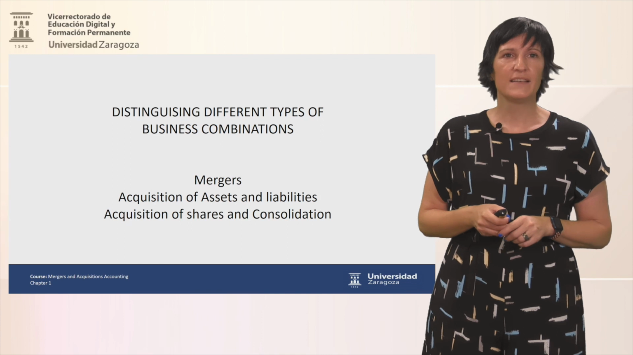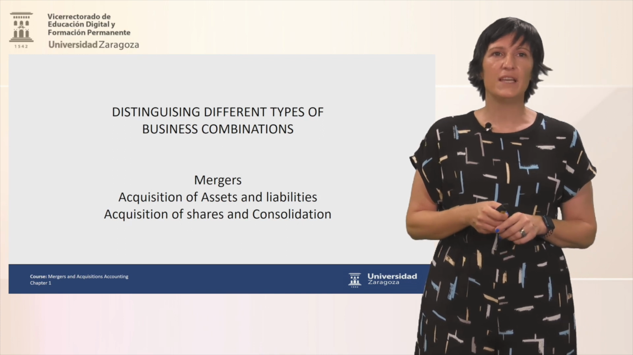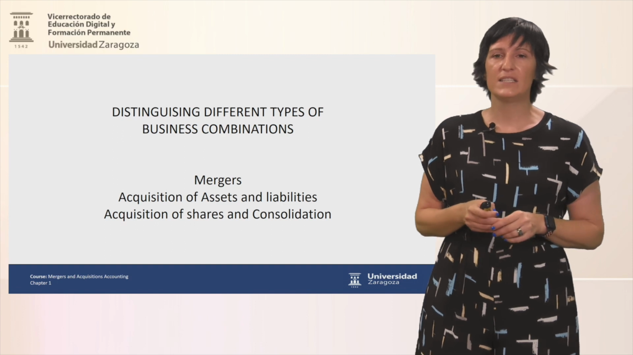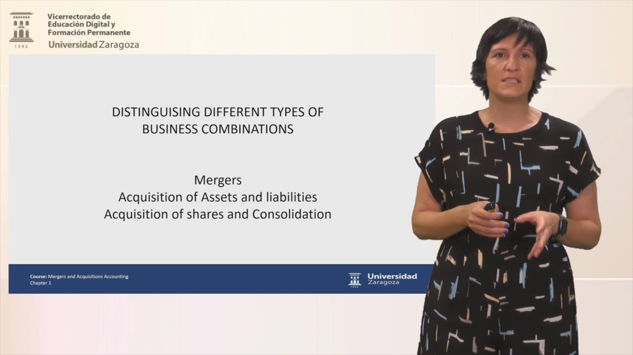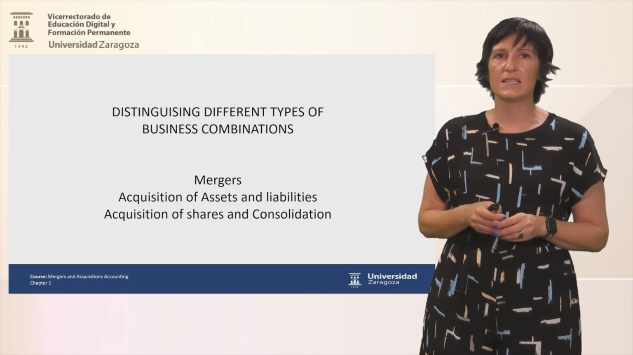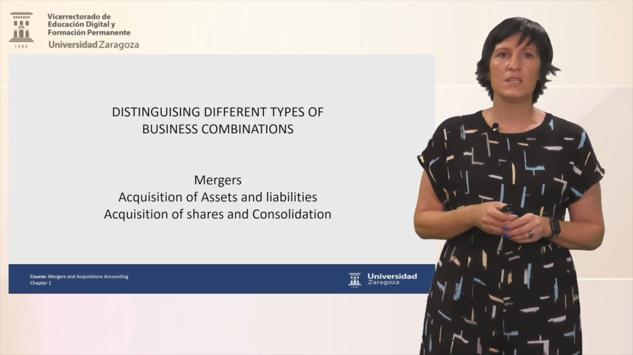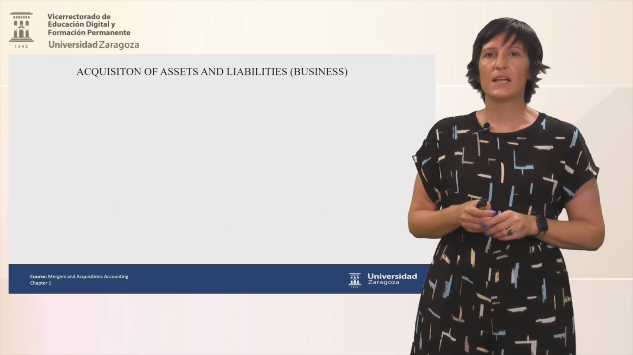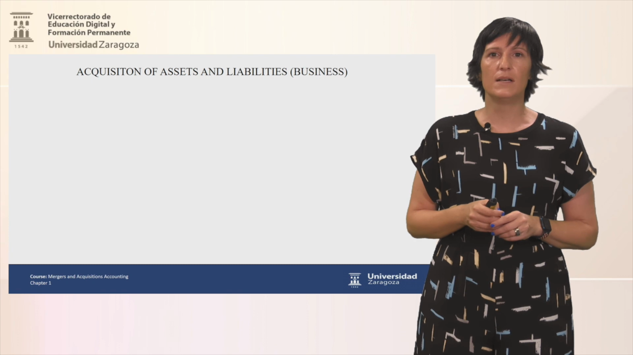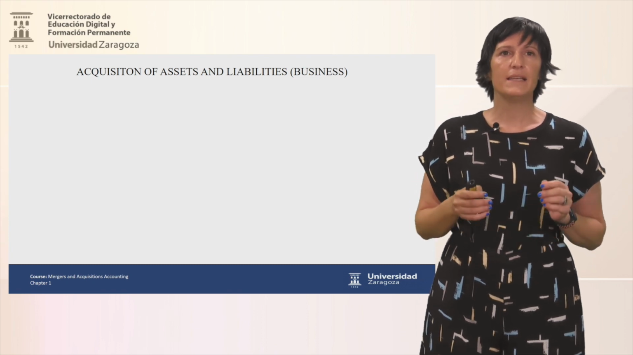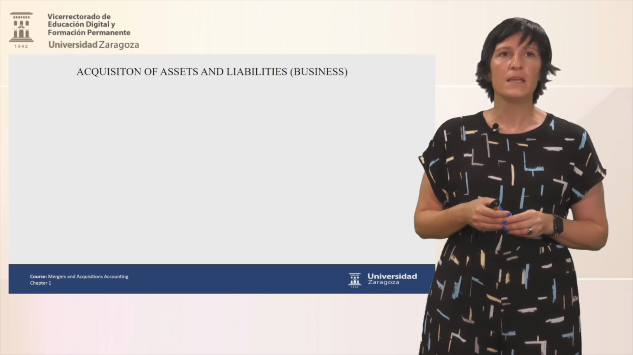Hello to everyone. In the video of today, we are going to distinguish graphically the different types of business combination. In particular, we are going to pay attention to mergers, acquisition of assets and liabilities, and acquisitions of shares and consolidation.